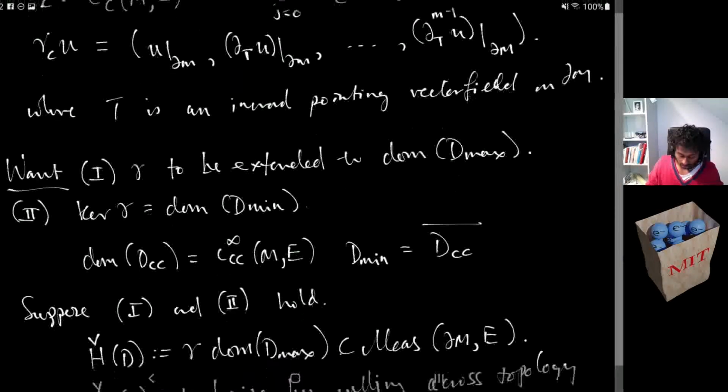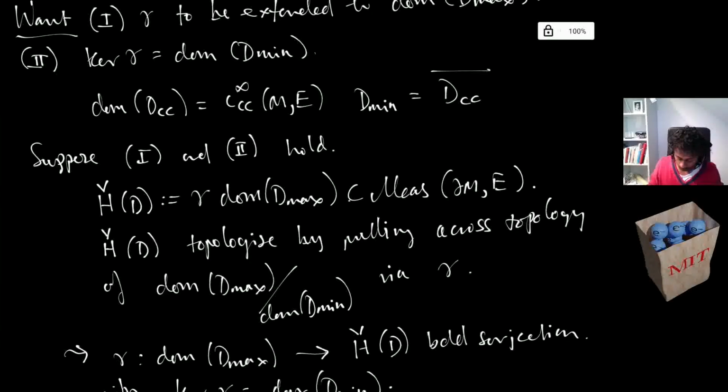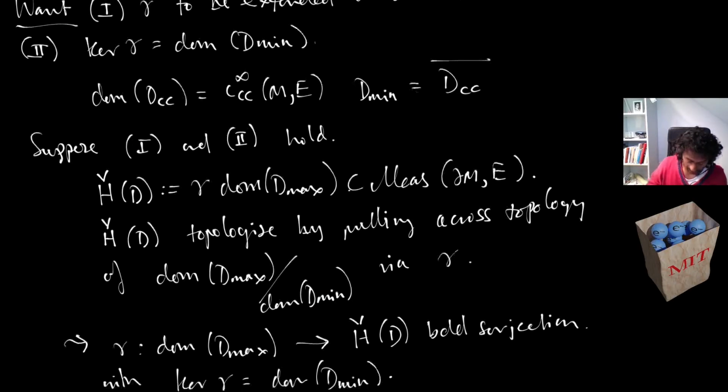And so what we've done via this map is we've pulled across. So in the previous example I gave you, I said that understanding extensions sitting between D min and D max is equivalent to understanding subspaces of DOM D max mod out DOM D min. So now I've just gone this extra step of taking the topology of DOM D max and DOM D min and pulling it across to H check D. So what we've done is we've pulled everything to the boundary, right? That's all we've done. But that's the first step.